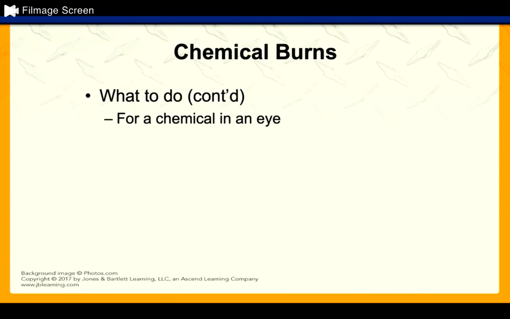What do we do when we have chemicals in the eye? First of all, tip the head so the affected eye is below the level of your nose. Then wash your eye with warm water, from the nose to the side of the face. This is how you wash it. Continue this for at least 20 minutes, or until EMS arrives, until the people from 112 come.